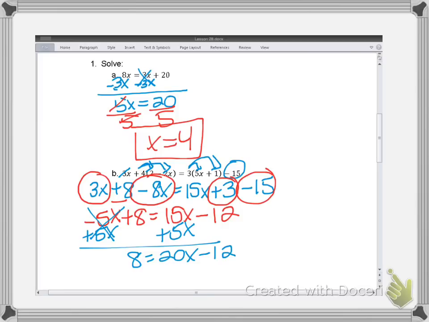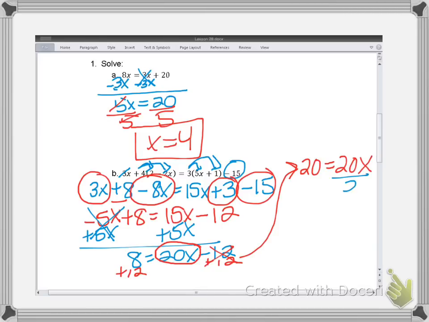And the next step is going to be to isolate the variable. So first we want to get this term by itself. So we want to get rid of this 12, so we can add 12 on each side. So 8 plus 12 is going to be 20 equals 20x. And then the next thing to do is get the x by itself by dividing by 20. 20 divided by 20 is 1, so x equals 1.